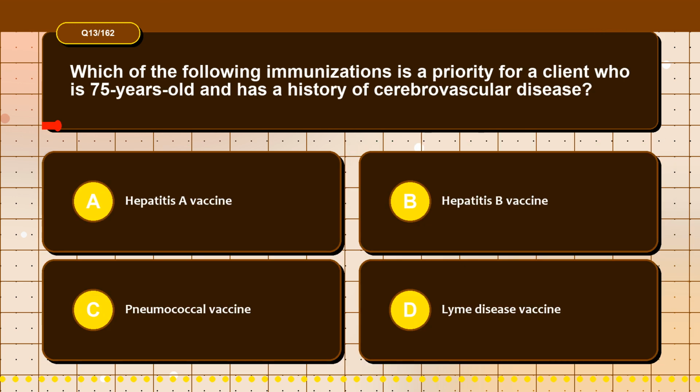Question 13. Which of the following immunizations is a priority for a client who is 75 years old and has a history of cerebrovascular disease? Here are the options. Option A, hepatitis A vaccine. Option B, hepatitis B vaccine. Option C, pneumococcal vaccine. Option D, Lyme disease vaccine.